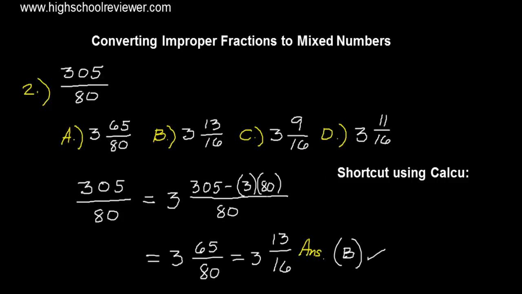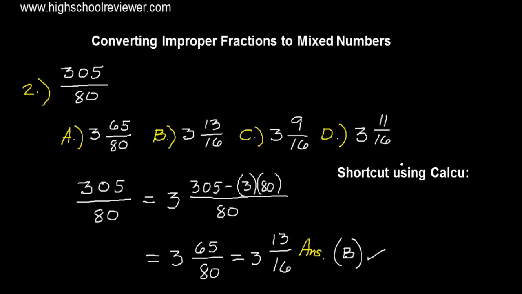Problem number 2, 305 over 80. These are the choices. And again, the same solution: to find the whole number, divide the numerator by the denominator, and the same step is involved in finding the new numerator. This is not the final answer, 65 over 80, because this can still be simplified. That's why the final answer is 3 and 13 over 16.